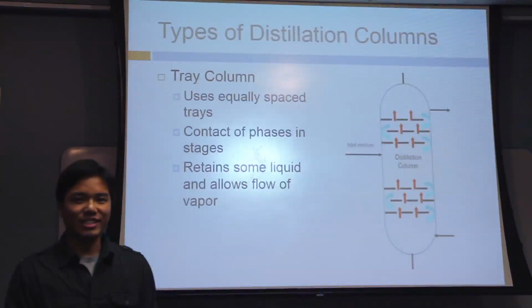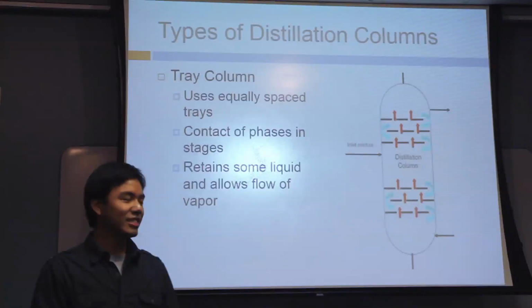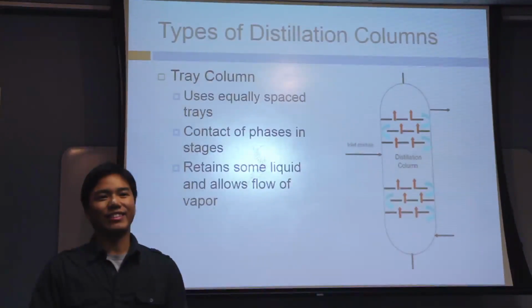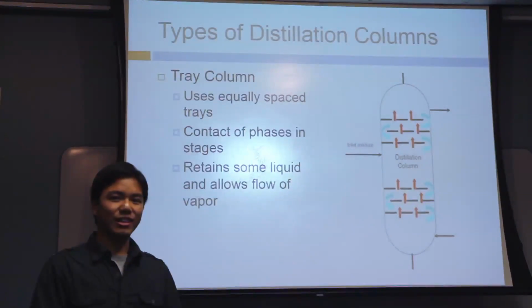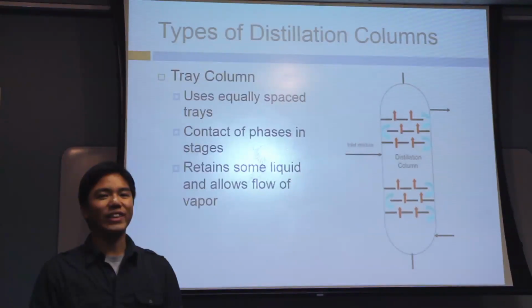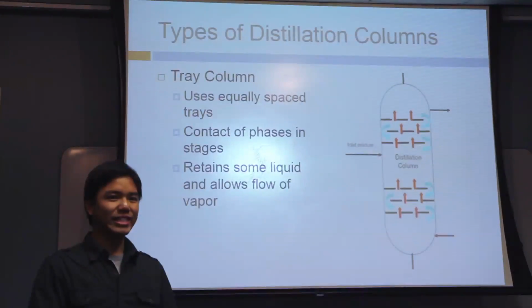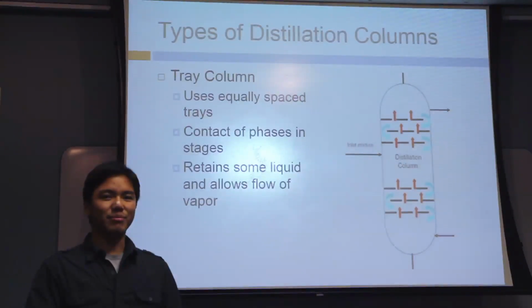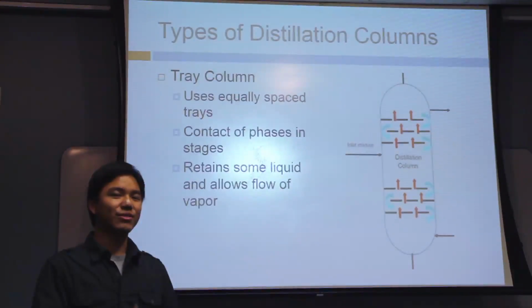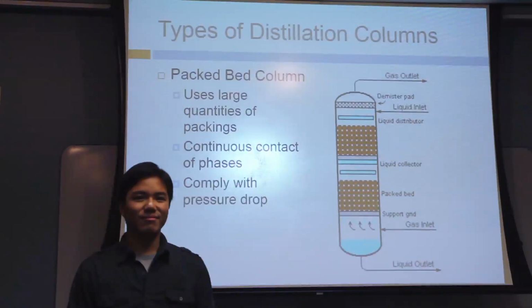The first type of distillation column are tray columns. As you can see inside the picture, there are trays that are equally spaced within the column. Here, the contact of the phases are in steps or stages. How it works is that it retains some of the liquid, but still allows it to flow down with gravity, and also allows the vapor to rise towards the top to provide the contact.